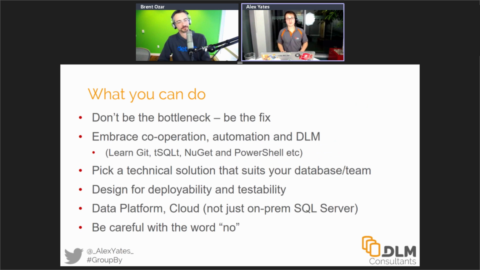So in summary, do not be the bottleneck, be the fix. Do not be the person that says no. Be very careful with the word no. Sometimes people want to do stupid stuff. Fine, say no. But try and say, right, what's the problem that you're trying to solve? Let's talk about that, because the way you were going to go do it is a bad idea. But let's have a conversation where you bring your experience, I bring my experience. We try and work together to solve that problem.